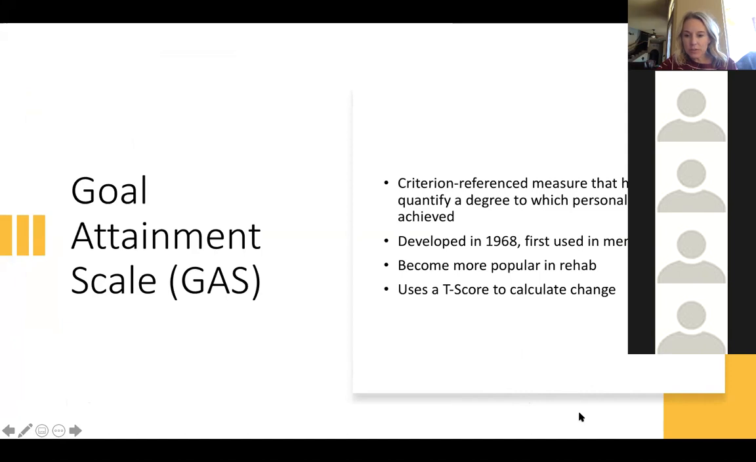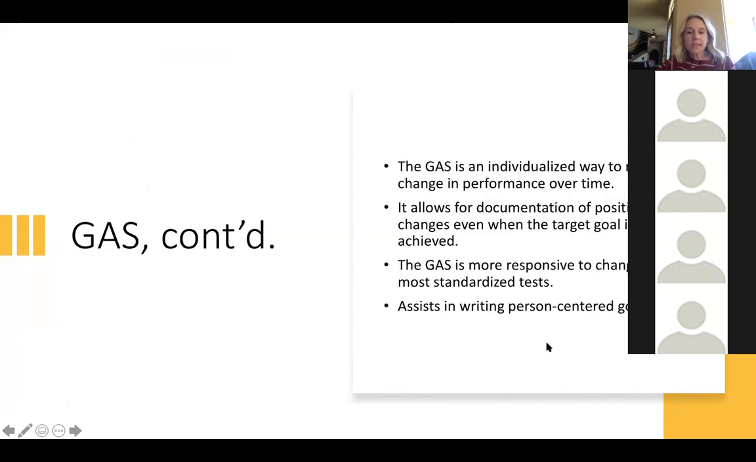It's an individualized way to measure change in performance over time. It allows for documentation of positive changes even when the target goal is not yet achieved. So it can show you those increments towards progress, even if that overall goal is not yet met. It can be more responsive to change than most standardized tests. So I really like it.